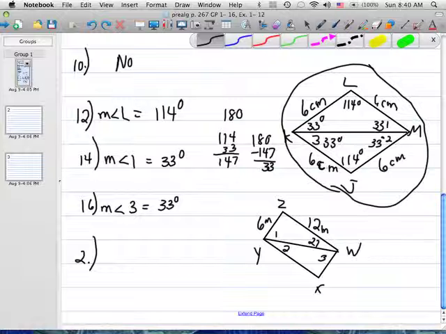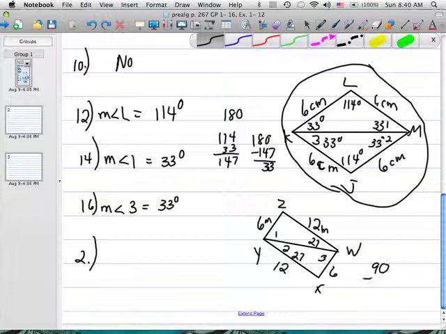Well, opposite sides of a rectangle are congruent, so this side is 6 and this is 12. And alternate interior angles are congruent, so angle 2 is 27. And these two angles, 1 and 2, make a right angle. So if I take 90 minus 27, I get 63 degrees. So angle 1 is 63. And 1 and 3 are alternate interior angles, so 3 is 63 degrees.